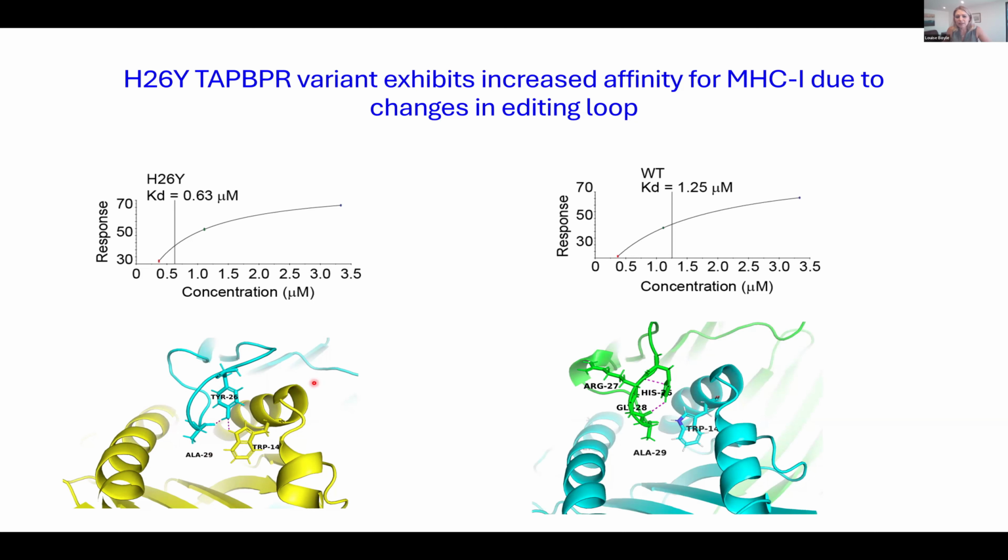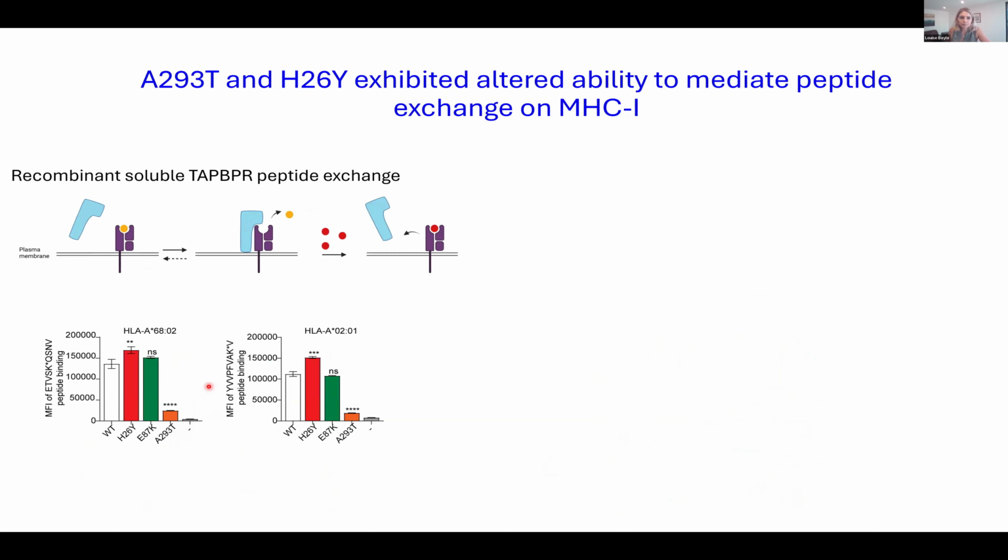In contrast, we've found with wild-type TAPBPR, the histidine residue at position 26 in the wild-type molecule makes it more flexible, and the histidine is predicted to make transient interactions with lots of other residues in the TAPBPR editing loop. So we see lots of different interactions happening here, and we think that this actually positions the loop region higher up in the peptide binding groove than with the H26Y variant, which seems to keep the loop quite low and bound to the MHC class 1.